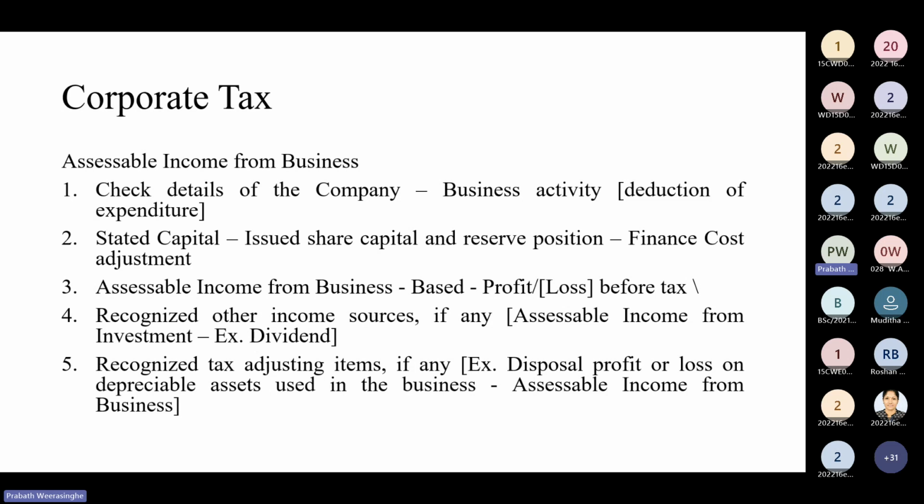Thereafter, on the income side, we have to check if there is any tax adjusting item. We need to deal with those types of things separately. Example, profit or loss on disposal of a depreciable asset used in the business. It is part and parcel of assessable income from business, because the realization gain or loss on a depreciable asset is part of it. But from the tax point of view, we have to work out that part separately. So we have to recognize this type of thing, right?